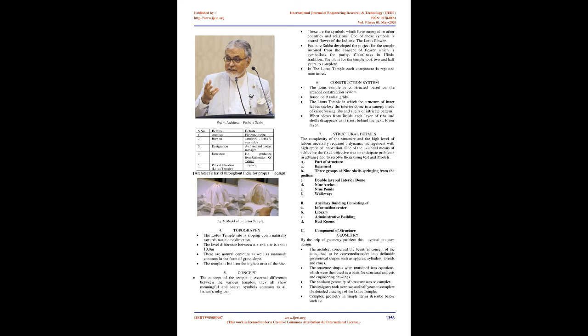6. Construction system. The Lotus temple is constructed based on the arcaded construction system, based on 9 radial grids. The structure of inner leaves encloses the interior dome in a canopy made of crisscrossing ribs and shells of intricate pattern. When viewed from inside, each layer of ribs and shells disappears as it rises, behind the next, lower layer.